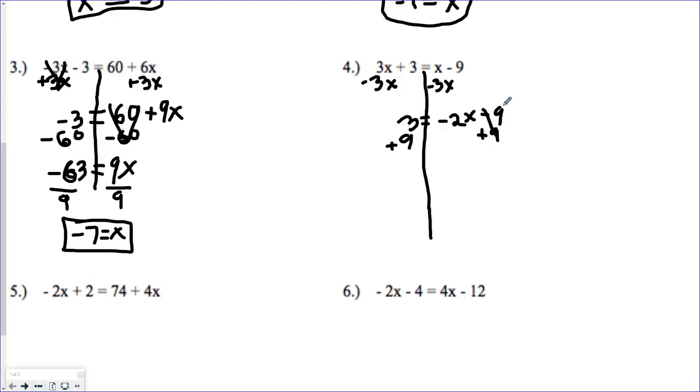So I'm going to get rid of the 9 first. This is going to be 12 equals negative 2 times x. So now I get rid of that by dividing by negative 2. And then I get negative 6 equals x. Again, similar problem, same result, just moving the bigger x first just to show you that it works either way.